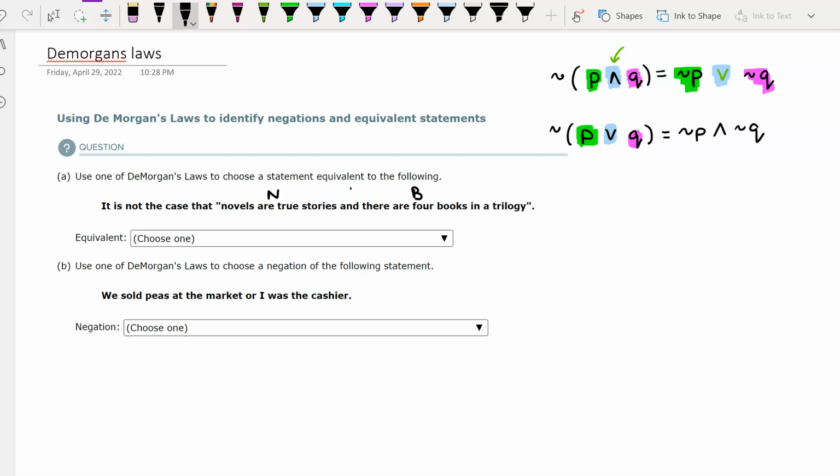And then the symbol for and looks like an A without the cross. And these words, it is not the case that, is like writing parentheses around this and putting a not in front of it. So the negation of N and B would be not N or not B. Now how would I write that in words? I have N was novels are true stories, so not N is going to be novels are not true stories.